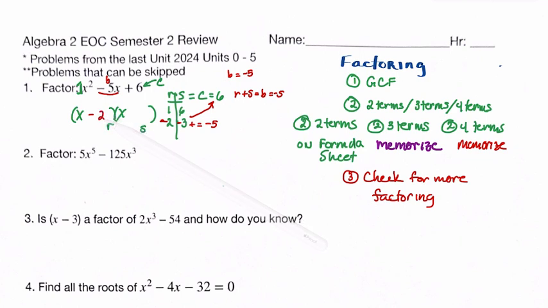Now, once we get down to these binomials that are linear, we are done factoring, because you can't factor anything unless it has at least an x squared in it. And so we're done. That's it. Number 1 is complete.